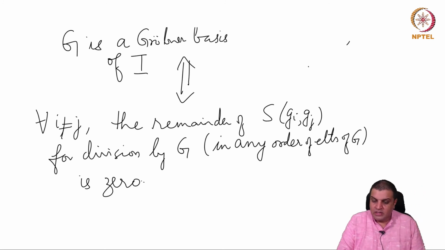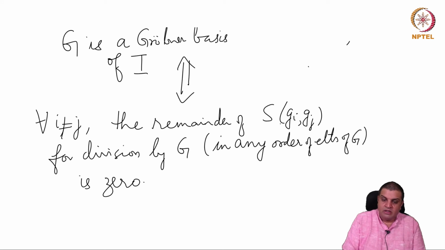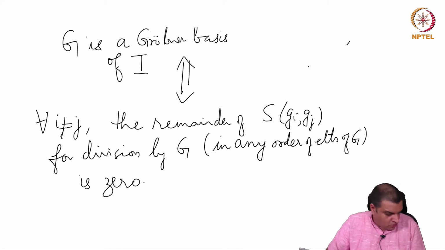So we can run the division algorithm on this by elements of G in some order, and it doesn't matter which order you choose. If the remainder is 0, and this is true for every pair i and j, then G is a Gröbner basis. This is slightly longer to write than to say. We take S-pairs for arbitrary i different from j, and run the division algorithm by the elements of G in some order, independent of the order. The remainder should be 0.